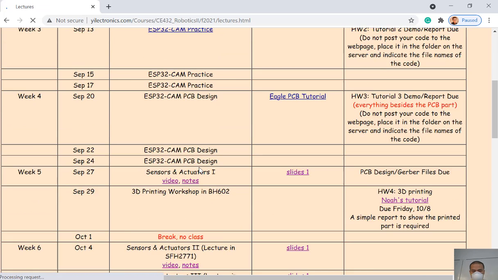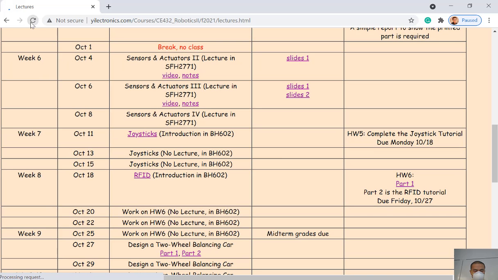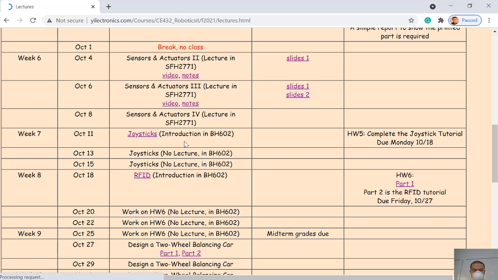I just updated the schedule on the website again yesterday, and let's take a quick look at that. Look at the plan for the next few weeks. So today we are done with the slides, and next Monday will be in 602, and I'll also do an introduction, but I will probably project my monitor to a computer monitor or to a big TV.